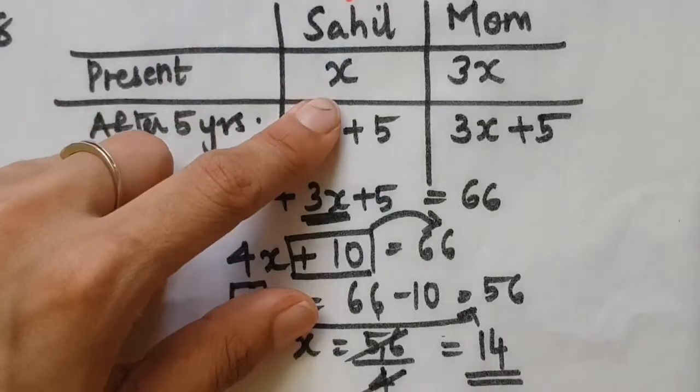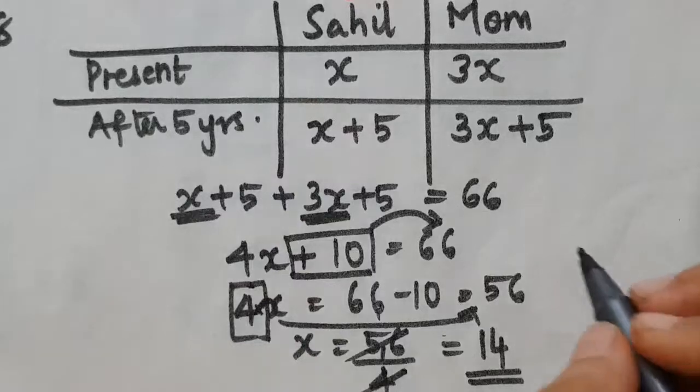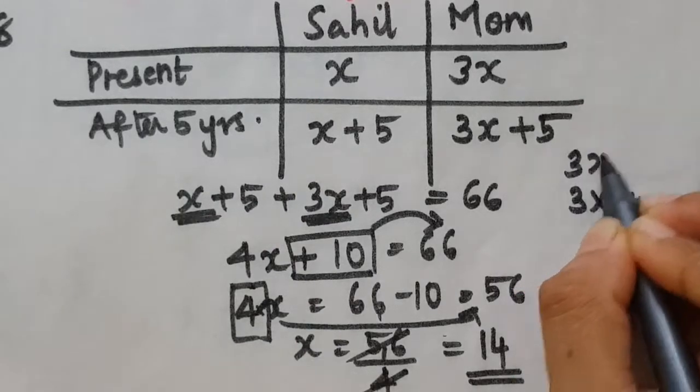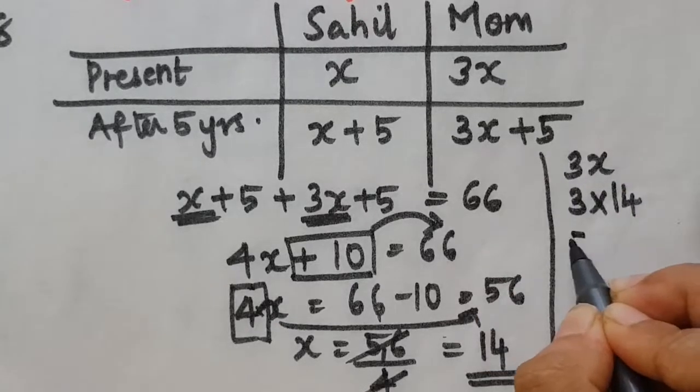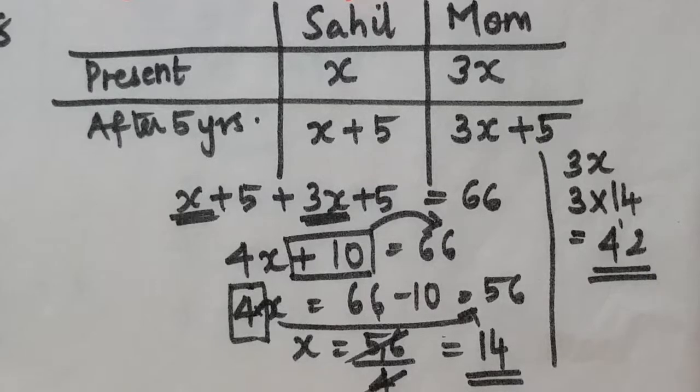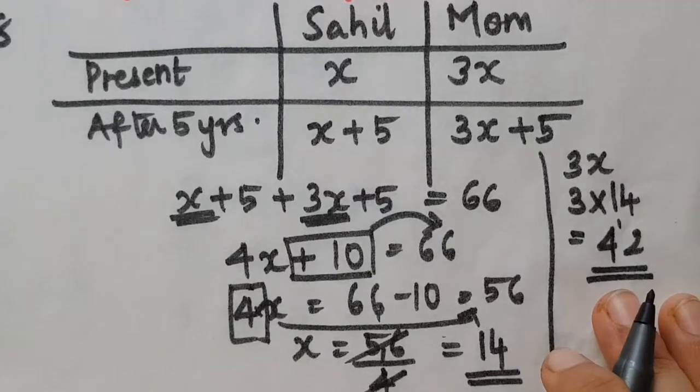Okay. Presently he is 14 years old. So his mom is equal to 3 times 14, that is 3x. Okay. So 3 times 14 is equal to 3 ones are 3, 4, 42 years old. His mom is 42 years old.